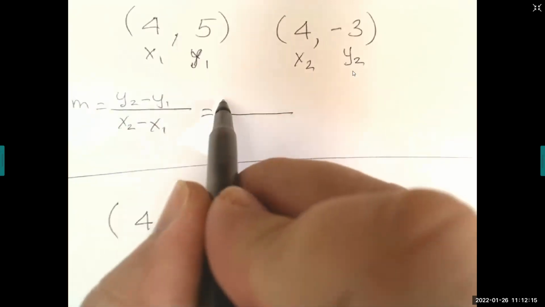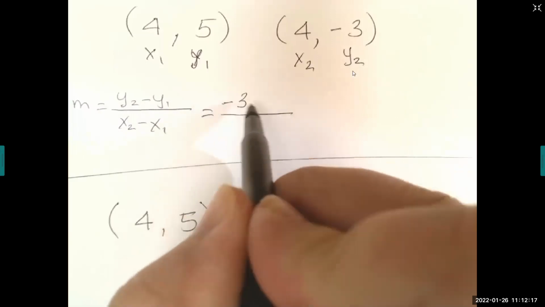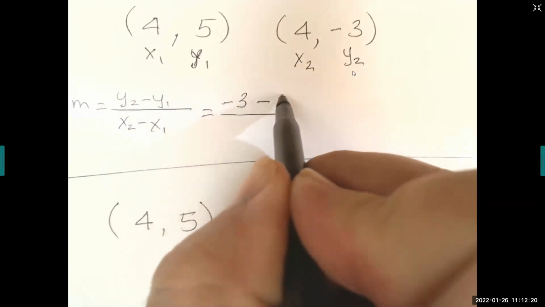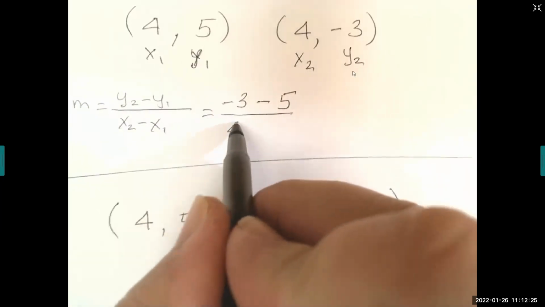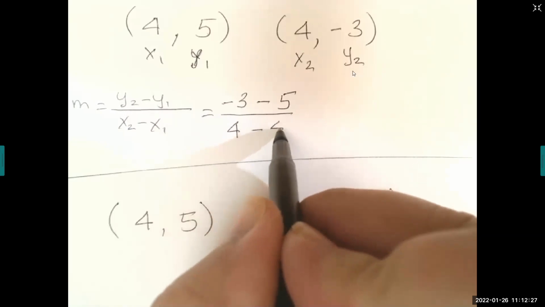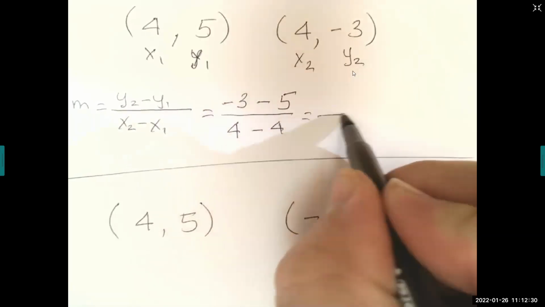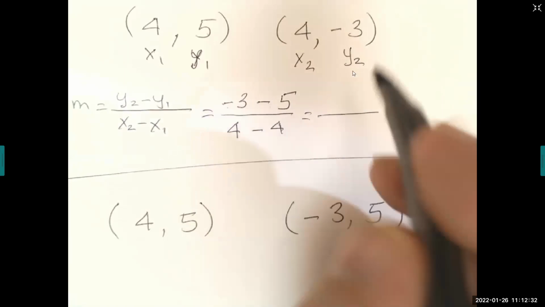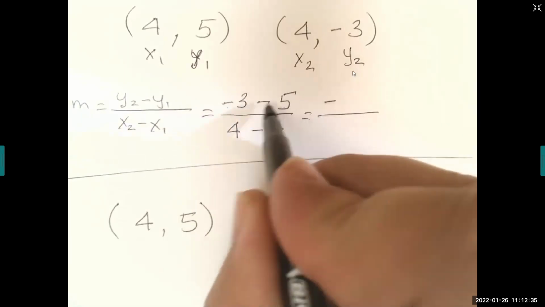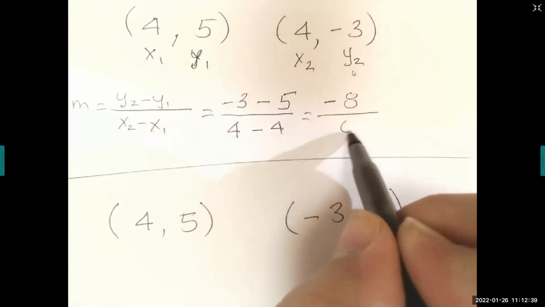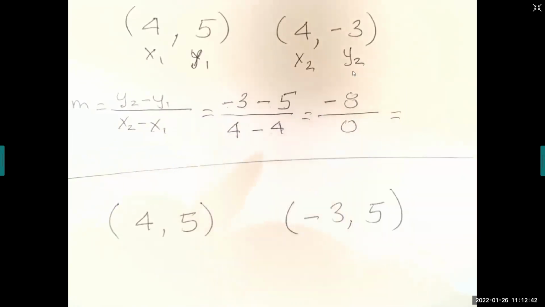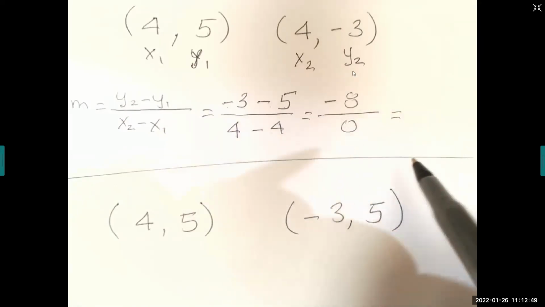y2 is what? Minus y1, which is 5. x2 is 4, minus x1 is 4. Negative and negative, the answer is negative. 5 plus 3 is 8. 4 minus 4 is 0. Okay, let's hold off on that one. Let's do the next one.